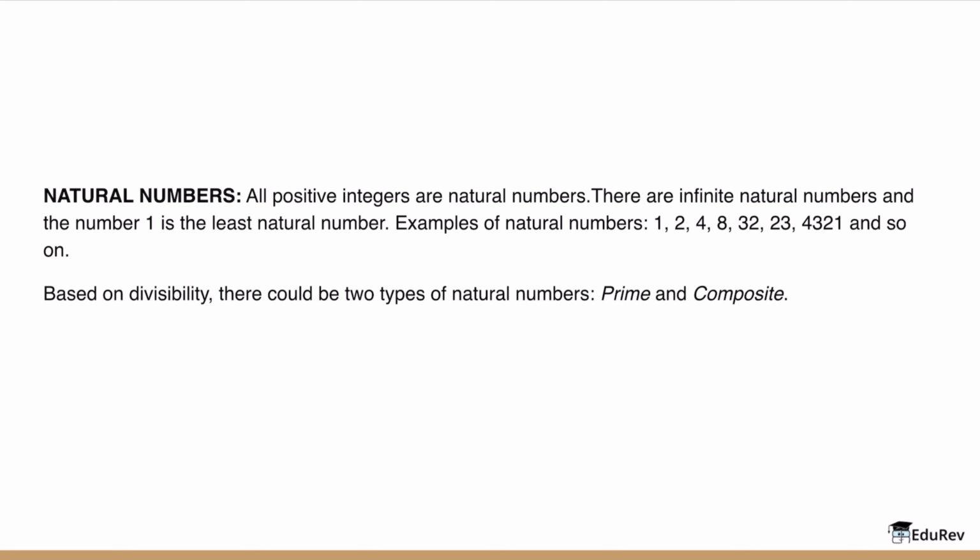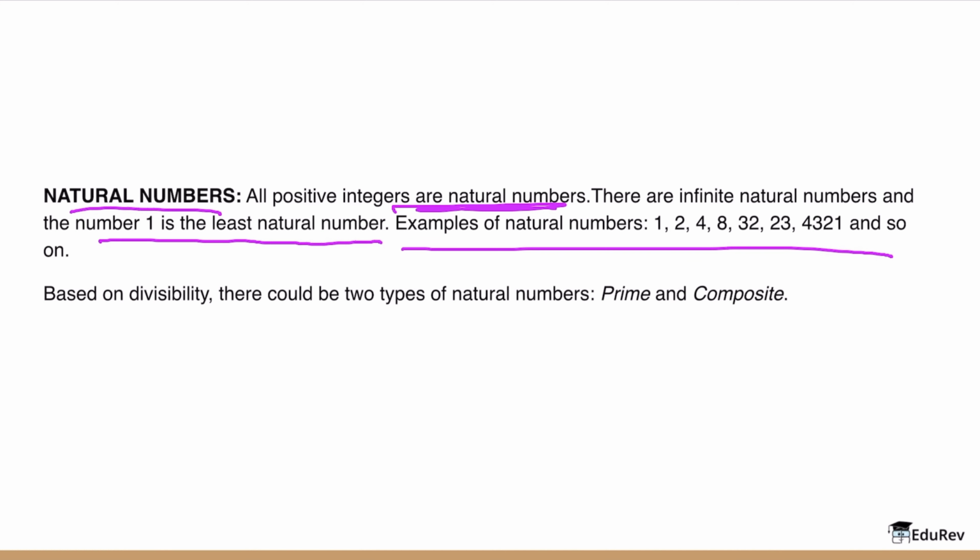Okay, so when I come to natural numbers, what are natural numbers? All positive integers are natural numbers. Okay, there are infinite natural numbers and the number 1 is the least natural number. And what are examples of natural numbers? 1, 2, 4, 8, 32, 3, 7, 10, 11, 20, 17, 99, 100, and so on. So there are so many examples of natural numbers.